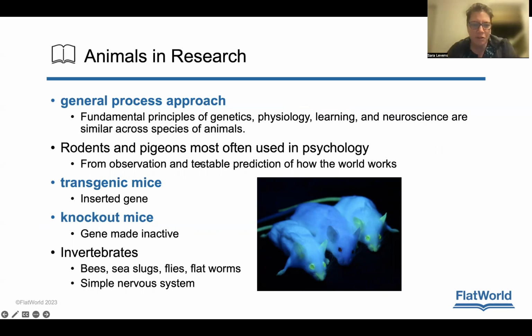And then we've got animals in research. So animals in research, we take this general process approach. And this general process approach is basically that these fundamental principles of genetics, physiology, learning, and neuroscience are all similar across species of animals.